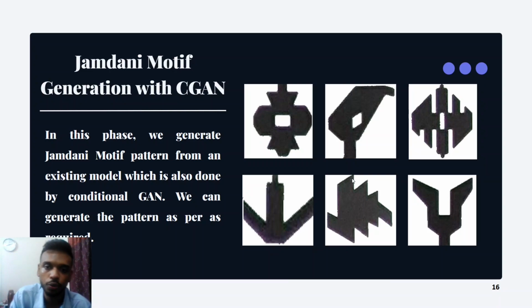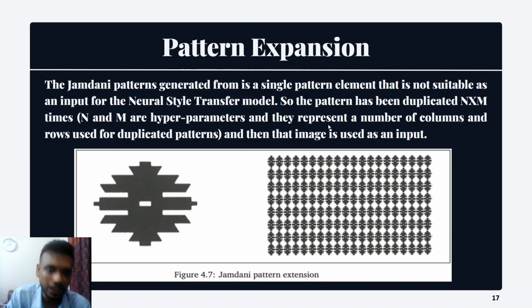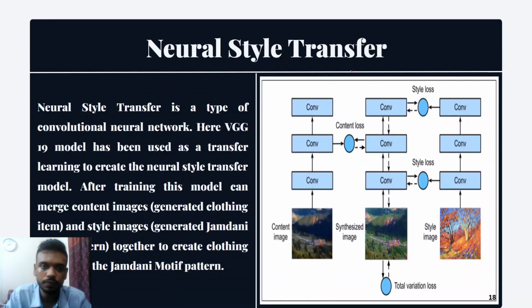And from the output, we can see that it can generate many different unique types of patterns. To expand this pattern, we can use many different techniques. One of those techniques is shown here, where we can duplicate this image along both axes to create a grid of pattern, which we will use to create the desired image.